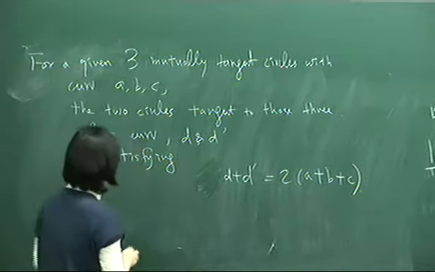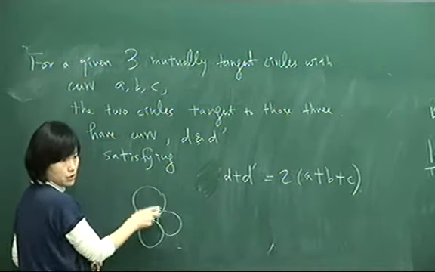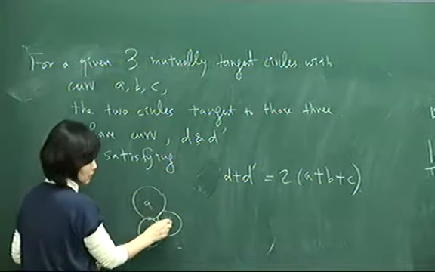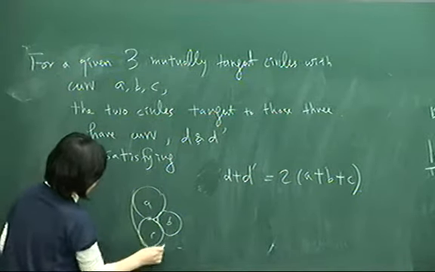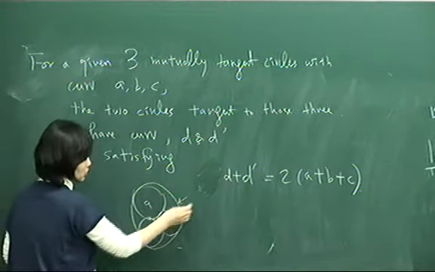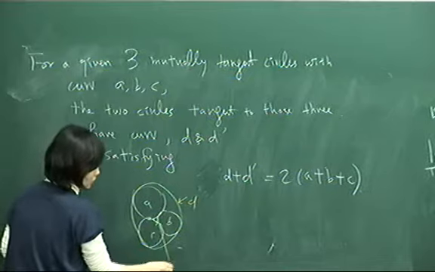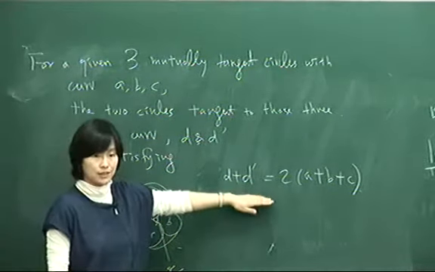So what it says is, if you have 3 mutually tangent circles, and let's suppose these 3 circles have curvatures A, B, C, and then you have 2 circles which are tangent to all 3 of them, and you call the curvatures of these 2 circles D and D prime, then these 2 circles must satisfy the linear equation given by this.